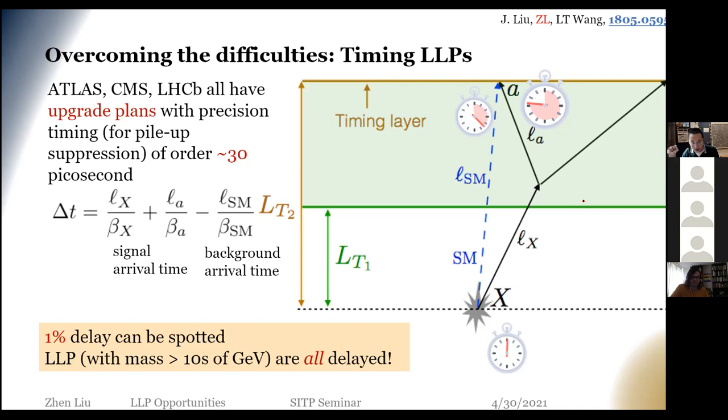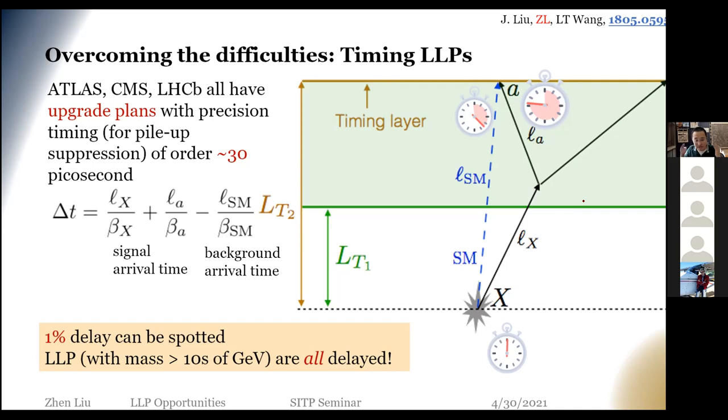Good. Okay. So to overcome those difficulties, I'll briefly give you a concept, and thanks to all those good questions, we're trying to use timing. Timing is never useful for the traditional circuit for standard model particles.